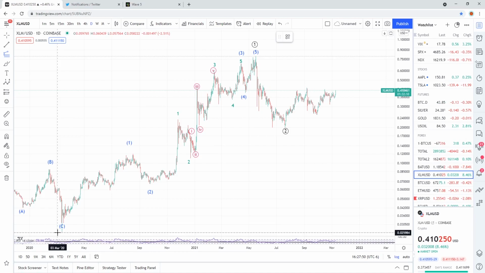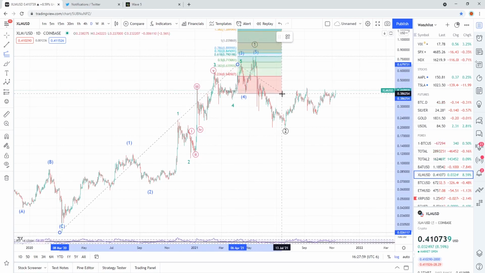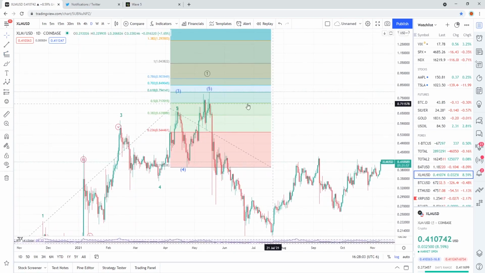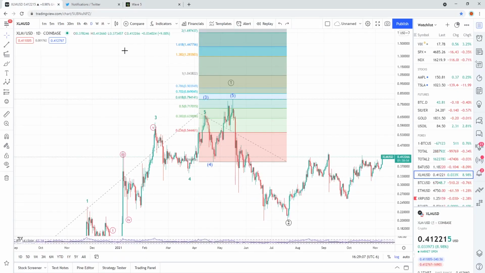One of the measurements for a wave 5 is you start your trend-based Fibonacci extension at the origin of wave 1, draw it up to the top of wave 3, and then down to the bottom of wave 4. And then one of the measurements for that wave 5 is going to be that 0.618 Fibonacci extension level. As you can see, one of the projections for a 5th wave is that 0.618 or a 1.618 of wave 1 plus 3 down to wave 4. And in this example, it went to a 0.618. So that is one reason why I think that that is a wave 5.